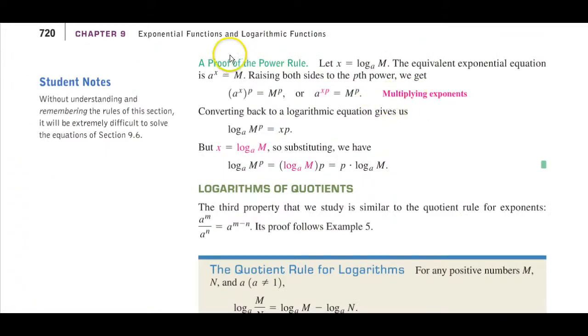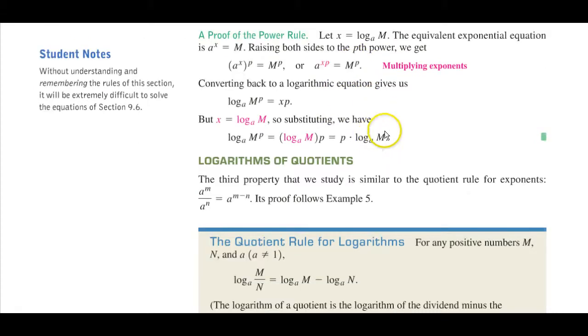Now the proof of this, again, is what I worked out in the last slide. That is a to the x raised to the p power is equal to the product. Okay, you multiply exponents. So you get a to the xp. Now they're multiplying here where m is the result of that multiplication, that's what the m is.